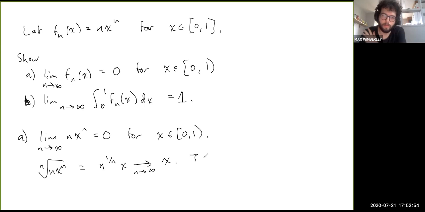So if x is less than 1, then I think there's a theorem from section 9 that just directly tells us that this means, hold on. Is there?